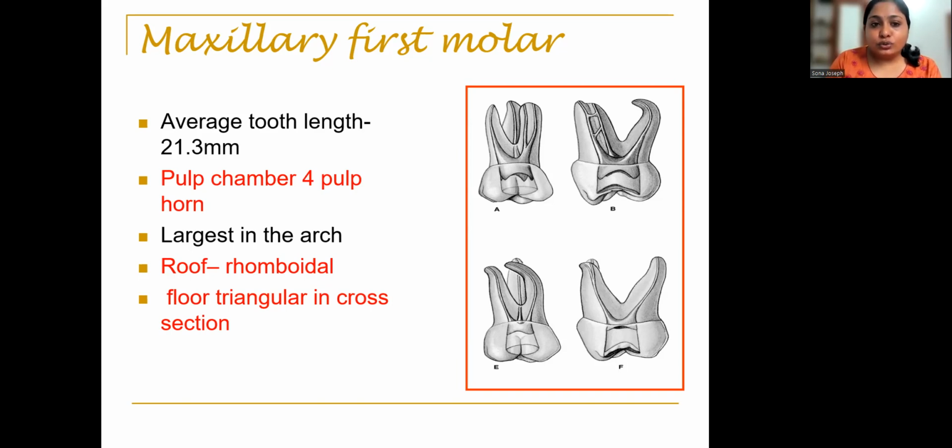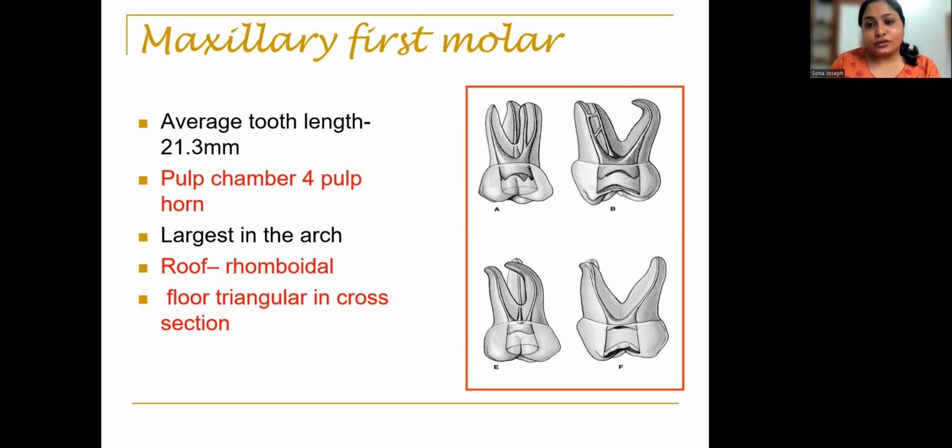Maxillary molar average tooth length is 21.3 mm. Here in this picture, you can see A and E is the labial view or the buccal view, whereas B and F is the proximal view. You can see that there's a crown with 4 cusps. We are not talking about the cusp of Carabelli, but in the occlusal aspect, there are 4 cusps: mesiobuccal, distobuccal, mesiopalatal, and distopalatal. The pulp chamber, which is the pulp portion inside the crown, also has pulp horns corresponding to these 4 cusps.